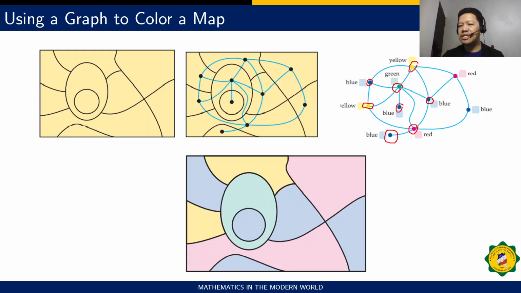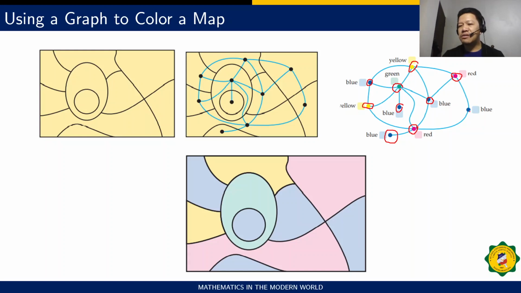And then how about this one? So you can use red. You can also use green here. Why? Because it's not connected to green. So if you use green, that's yellow. So okay. If this is green, still okay because this is blue. So this red here can also be a green color, but we decided to use red.